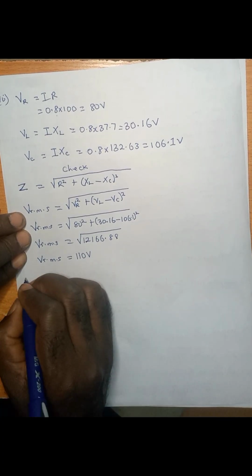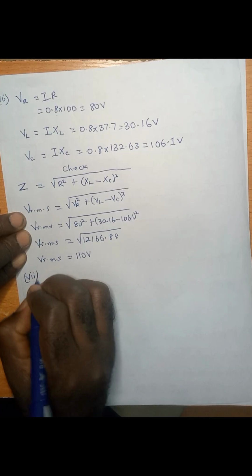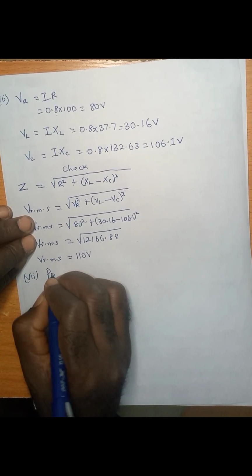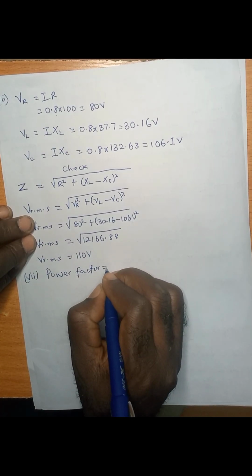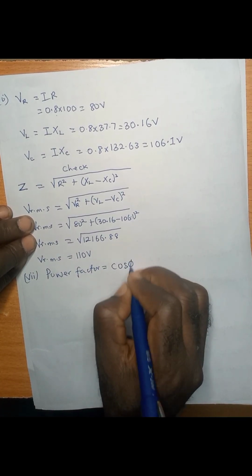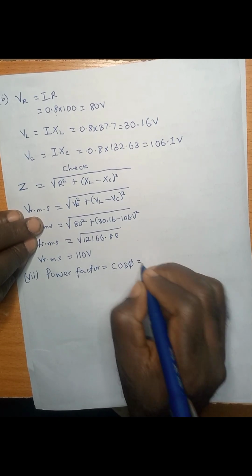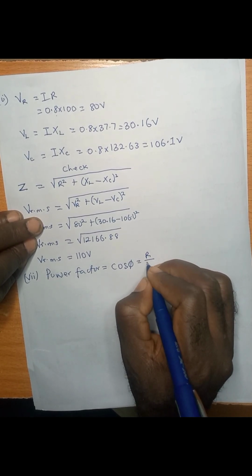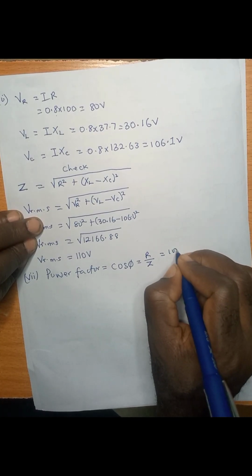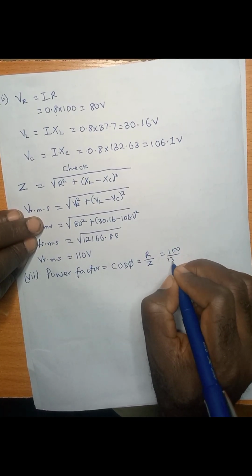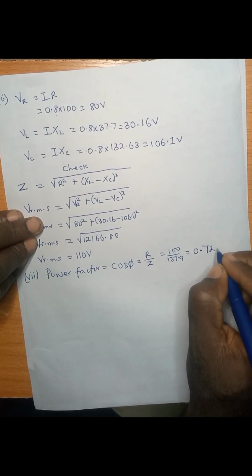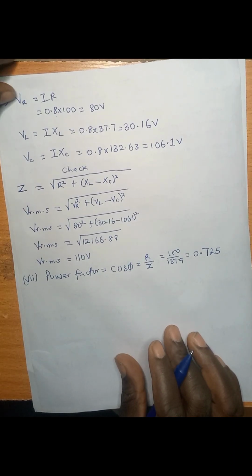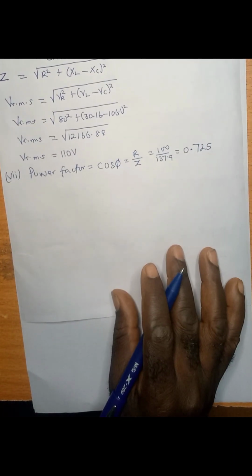Now, the next question is to calculate the power factor. Power factor is given by cos phi, which is normally given as R over Z. Our R is 100, our Z is 137.9, and this gives 0.725.